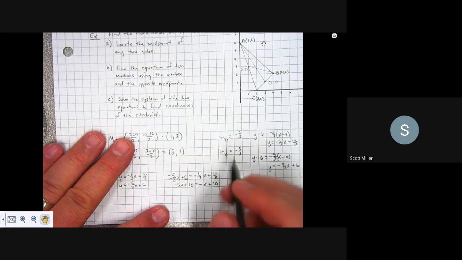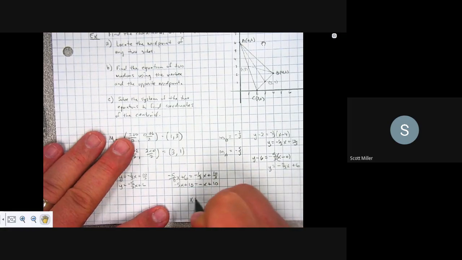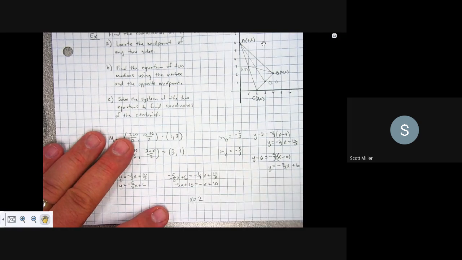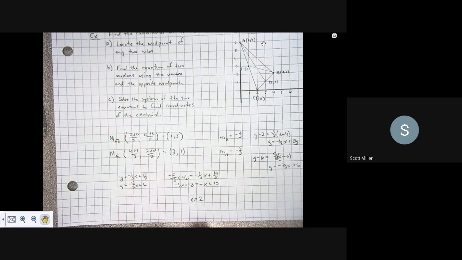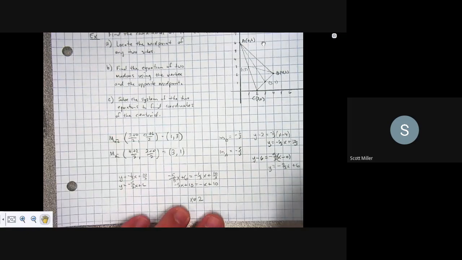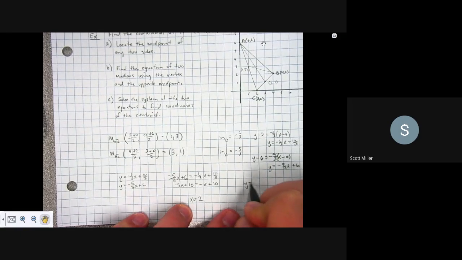Moving everything around and solving for x, I'll save that. You guys can check it all out. I'll get x equals 2. If x equals 2, then I can plug that back into an original equation and find the y value. I'm going to plug it into the top one. So y equals negative 1/3 times 2 plus 10/3, and I can see that y is going to become 8/3. So my centroid is the point (2, 8/3).